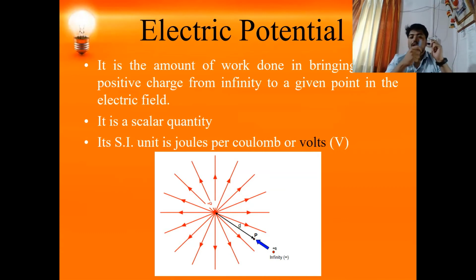Hence, this is called electric potential. That is the work done for bringing a unit positive charge from infinity to a given point in the electric field of the other charge. It is also a scalar quantity, and the SI unit is joules per coulomb, also called volts.